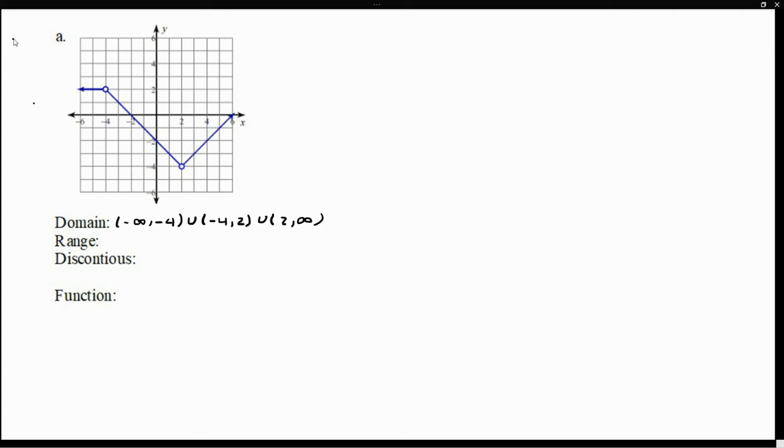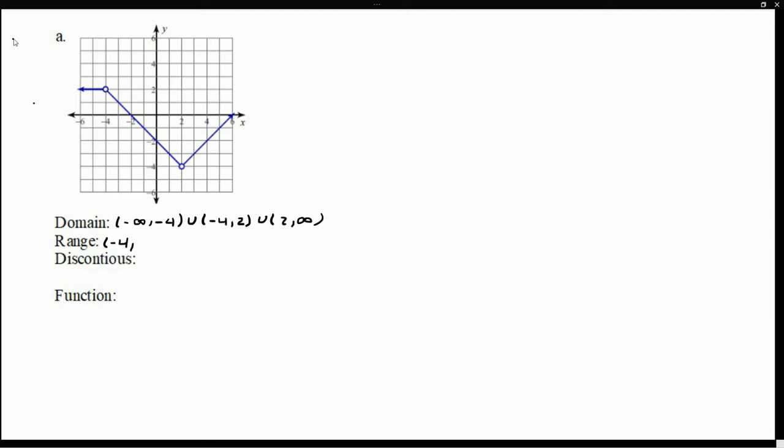Now for the range, that's all the y values. Let's see, what is the lowest y value that we obtain? Notice that the lowest y value, in this case, is -4, because on the left we're going flat, so the y value is neither increasing nor decreasing. But then on the right, I can see that my function is just increasing. Therefore, this value of -4 is the lowest y value that I can get.